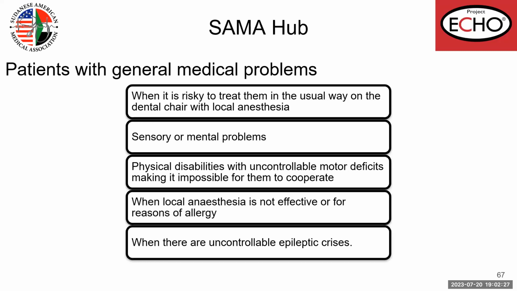Patients with a general medical problem, because it's risky to treat them in the usual way on the dental chair with local anesthesia. For example, a patient with seizures, who has epilepsy, may be difficult to treat in the chair. Patients with sensory or mental problems. Patients with physical disability and uncontrollable motor deficiency. If they have uncontrollable movement, it's very difficult to treat them in the dental chair, even with sedation. Also when local anesthesia is not effective, for example, when you have a severe infection, or there is an allergy to any of the components of the local anesthesia, so you have to go for general anesthesia. And when there is an uncontrollable epileptic crisis, as we mentioned.